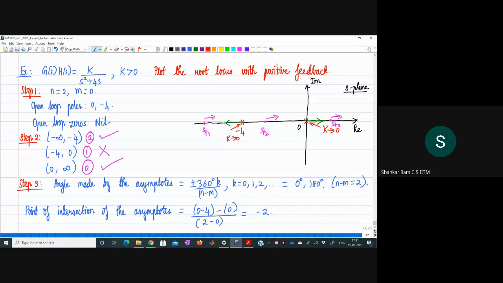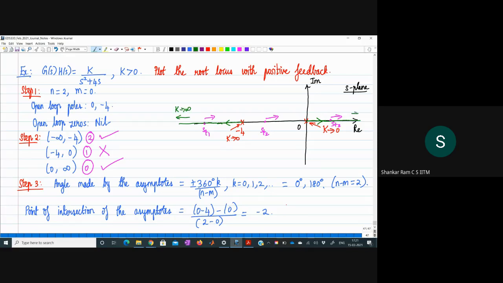So what it means is that the two asymptotes need to intersect at -2 on the real axis, but their angles should be along 0 and 180 degrees. This means that the negative real axis and the positive real axis are the two asymptotes. Okay, that's it, right? So this will go along this direction and this will go along this direction. So this is the direction of the asymptote.